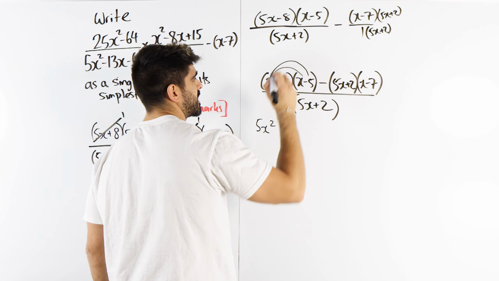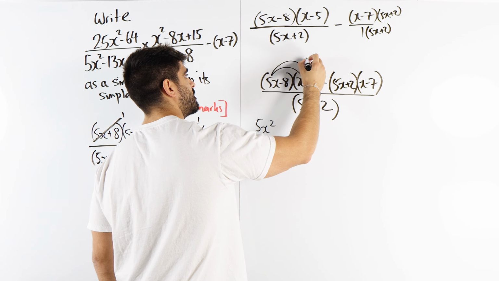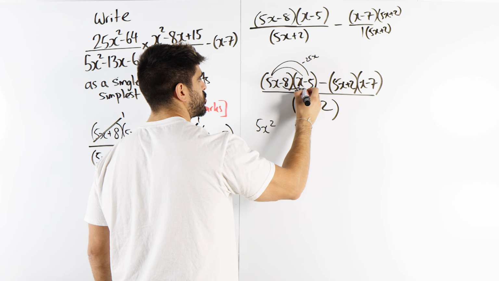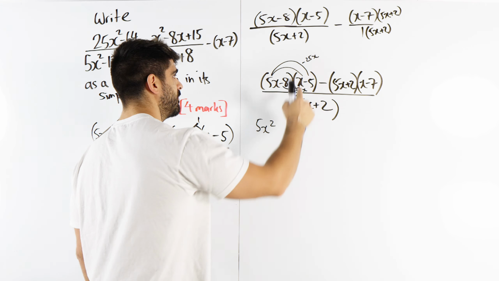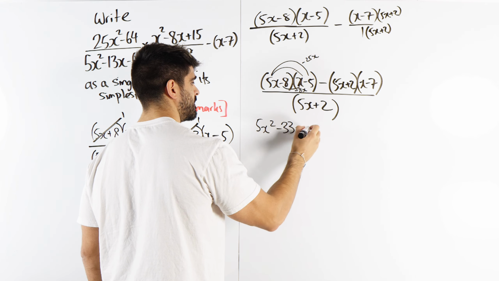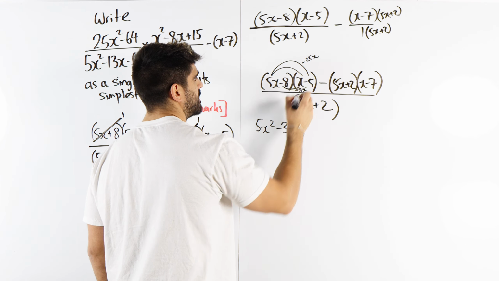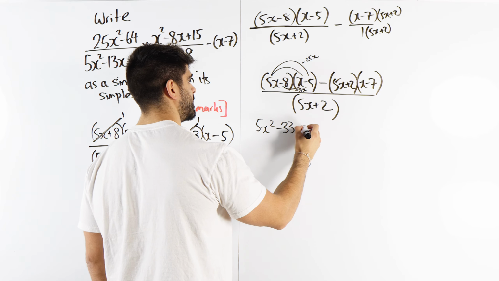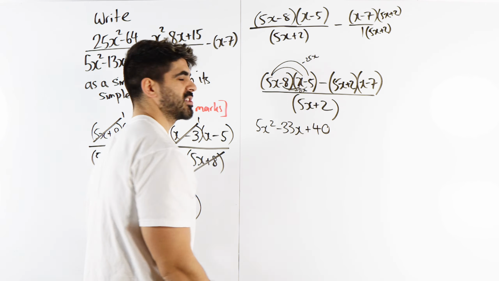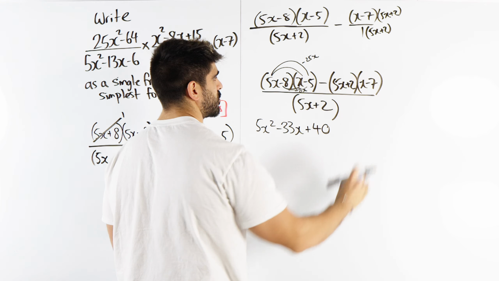We have 5x times minus 5, which is minus 25x. I write it up here. Then here, I have minus 8x. Minus 25 minus 8 is minus 33x. Then we have minus 8 times minus 5 is plus 40. Now, just to save some space, I don't want to write too much on the horizontal.